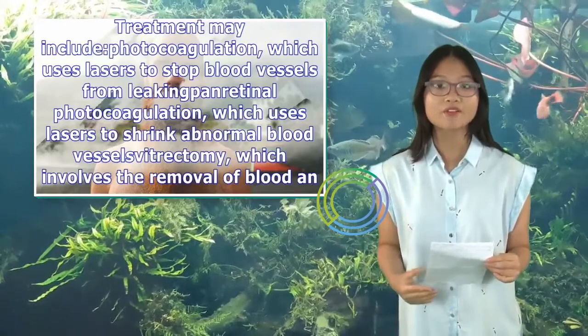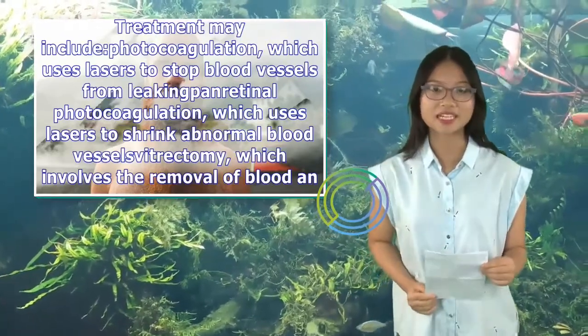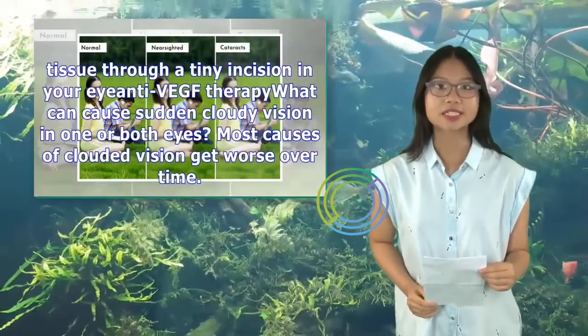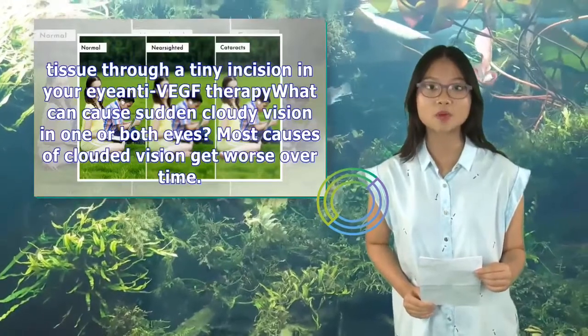Retinal photocoagulation, which uses lasers to shrink abnormal blood vessels. Vitrectomy, which involves the removal of blood and scar tissue through a tiny incision in your eye. And VEGF therapy. What can cause sudden cloudy vision in one or both eyes?